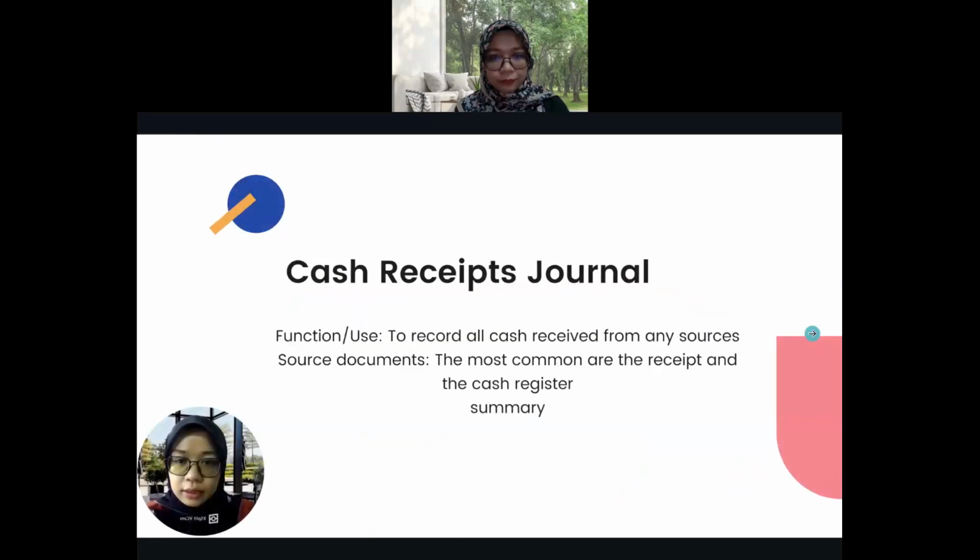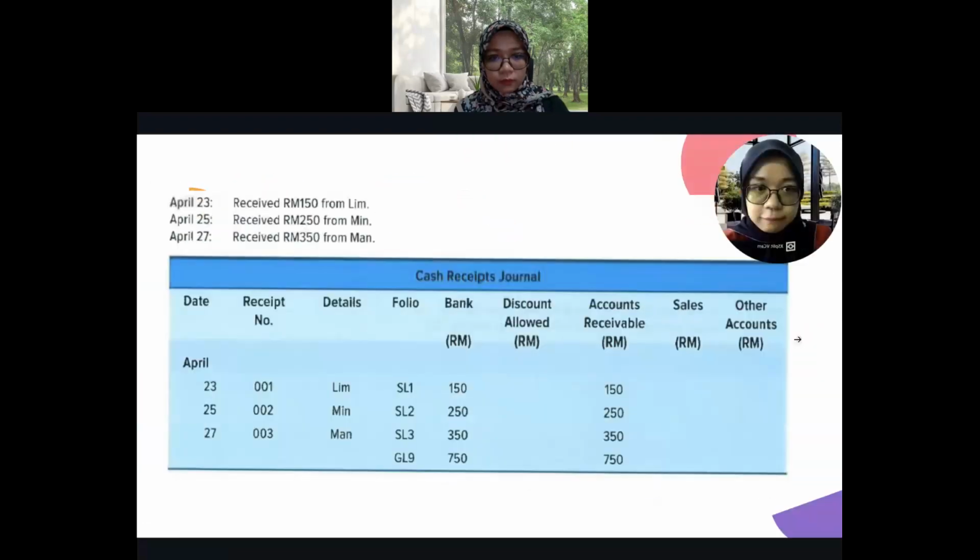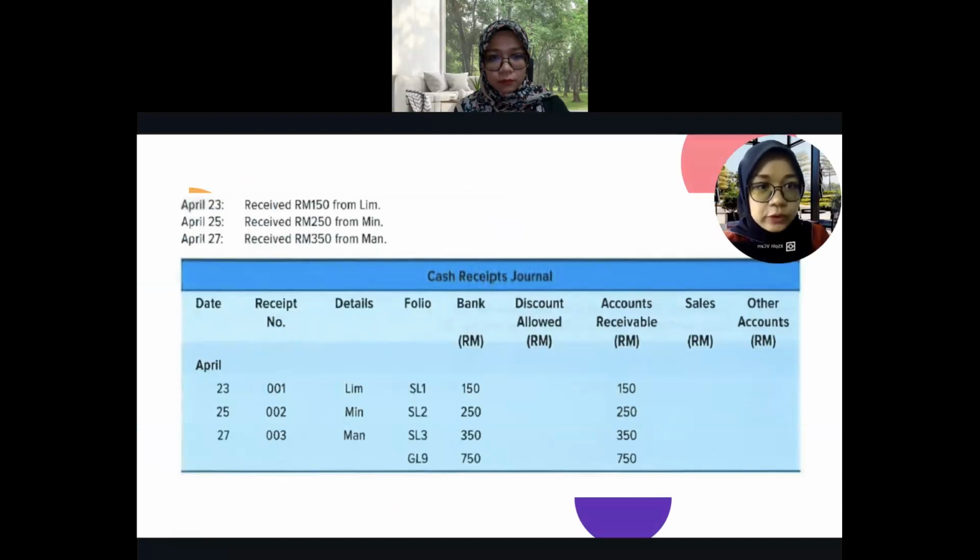The receipt journal is used to record cash received from any source. The source documents for this journal, the most common, are the receipt and the cash register summary. This is an example of the cash receipt journal. It has the date, receipt number, details which is our customer, then bank, and account receivable.